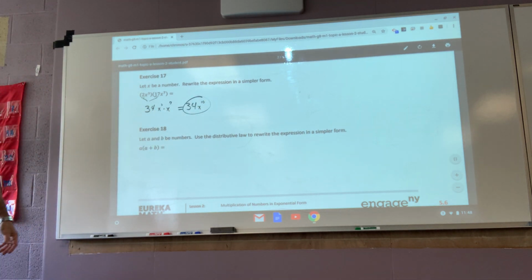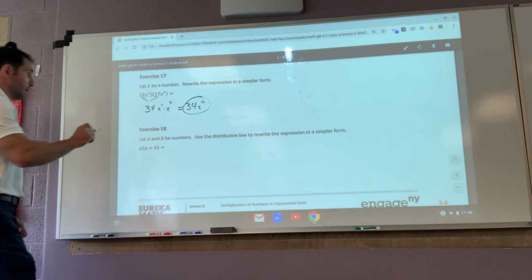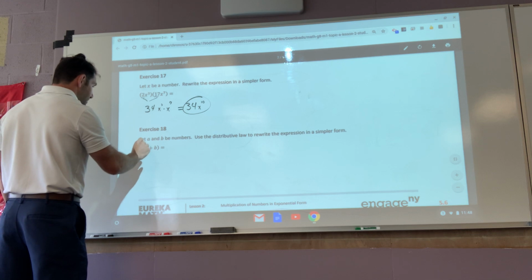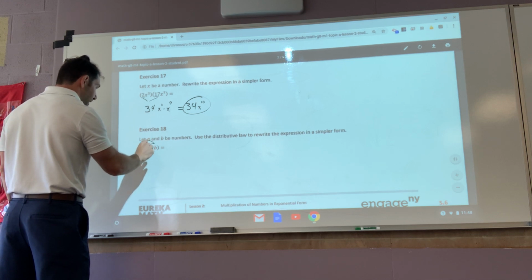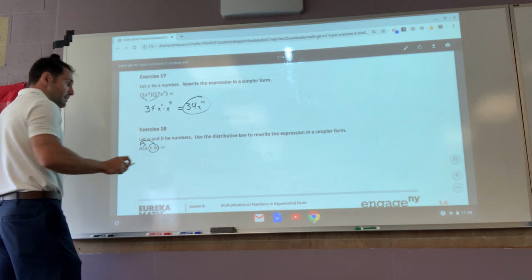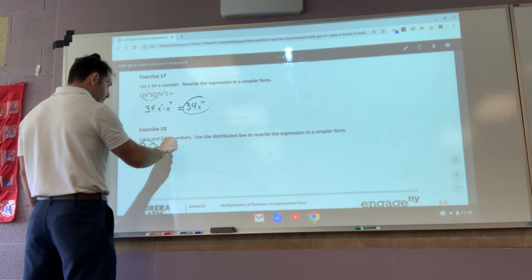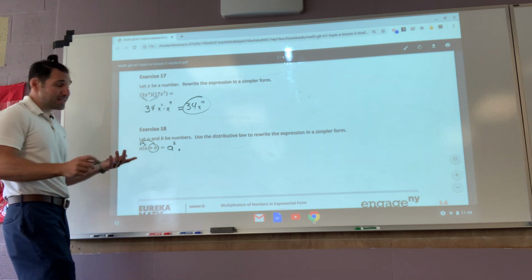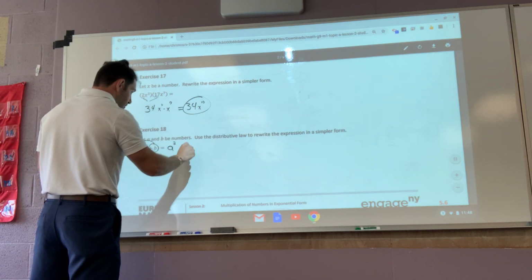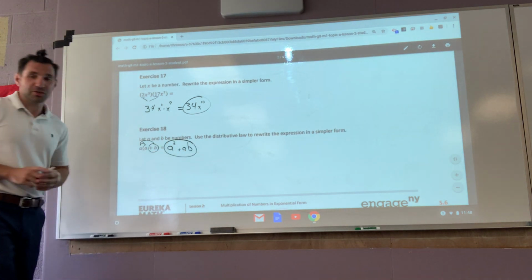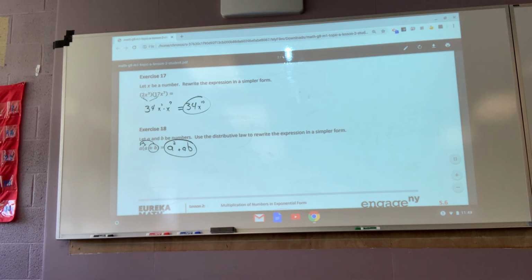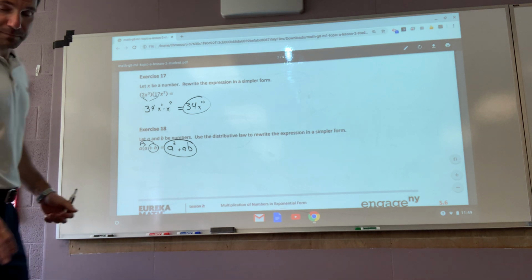A little bit tougher. Use the distributive law to rewrite the expression in simpler form. This means I'm taking a times a. Distribute means multiply to everything. And then a times b. Well, that's a times a is a squared. Plus a times b, I cannot simplify. So that leaves me a squared plus ab.